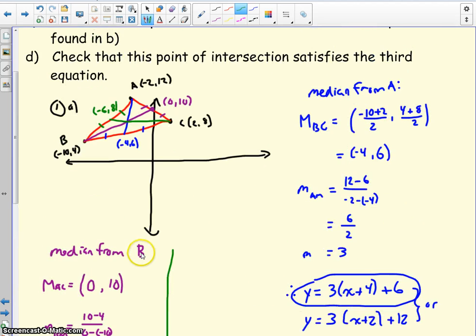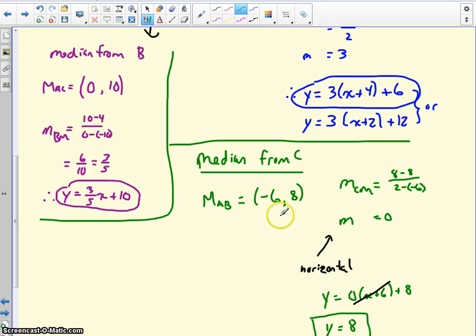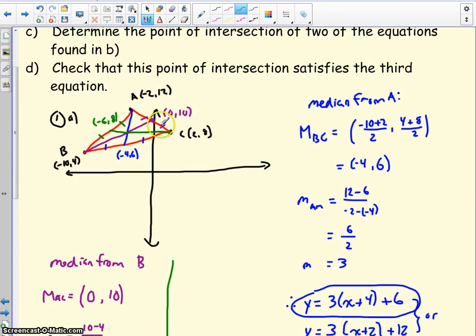Okay, and lastly for the median from C, I drew it over here, and I'm trying to find the midpoint of AB. The midpoint happens to be at (-6, 8) once I calculate it. So if I try to find the slope here, you'll notice that my y value is not changing.